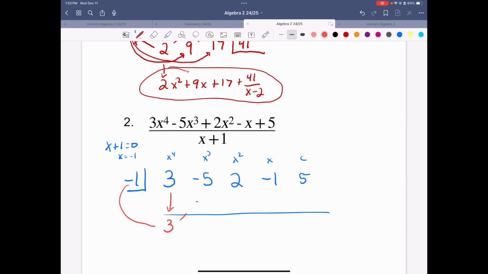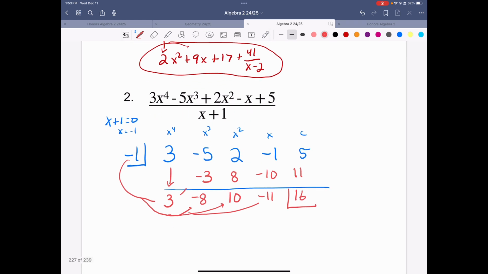Negative 1 times 3 is negative 3. Negative 5 plus negative 3 is negative 8. Negative 1 times negative 8 is 8. 2 plus 8 is 10. Negative 1 times 10 is negative 10. Negative 1 plus negative 10 is negative 11. And negative 1 times negative 11 is 11. 5 plus 11 is 16.